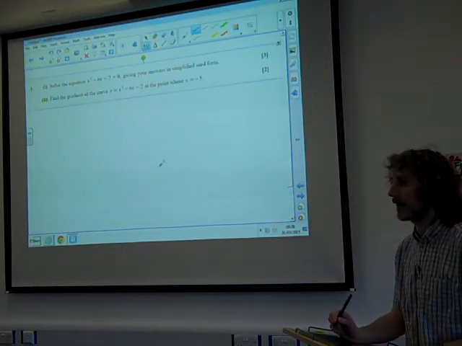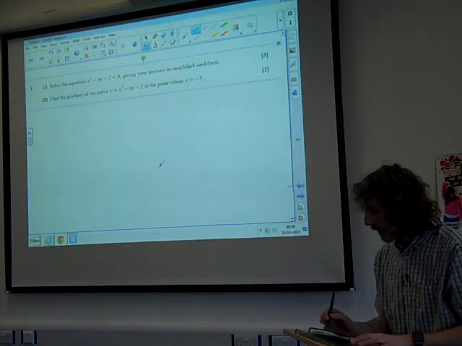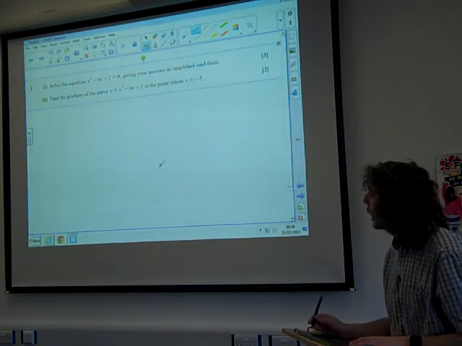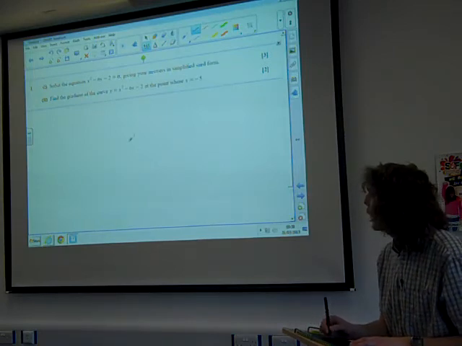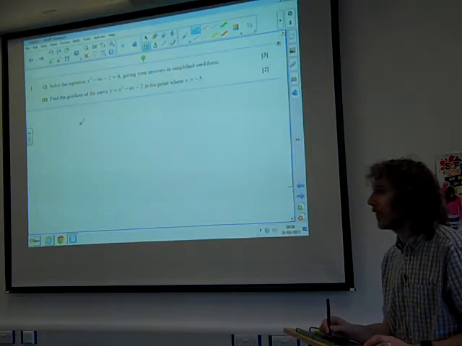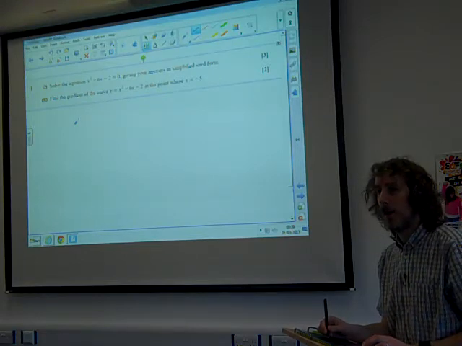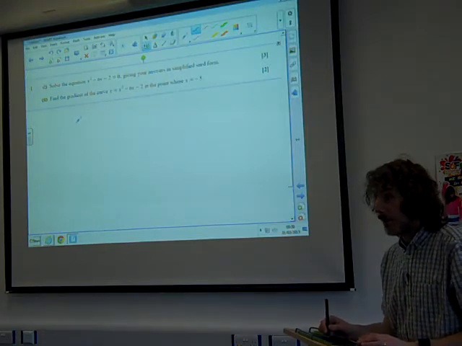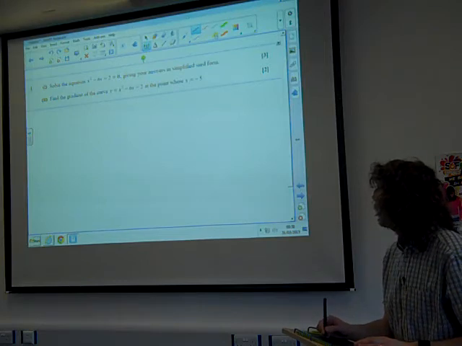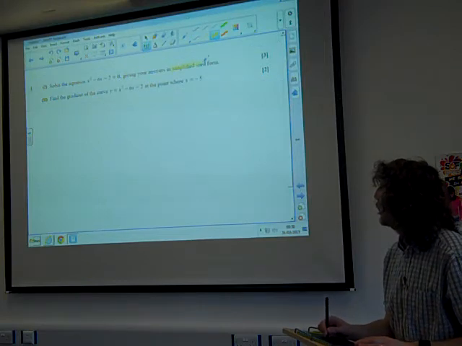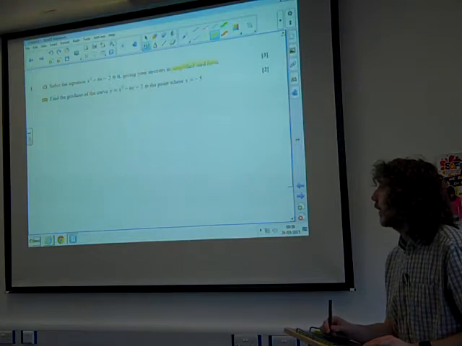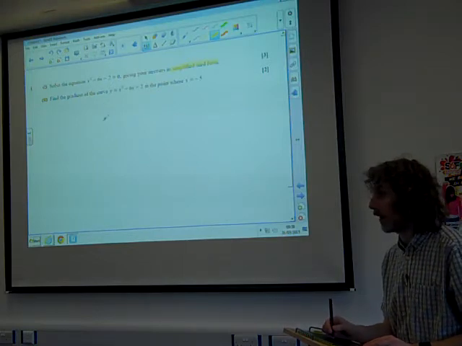Great. Okay, so question 1 is a bit of polynomials-y kind of stuff. Solve the equation x squared minus 6x minus 2, giving your answers in simplified surd form. The simplified surd form bit tells us that there's no point trying to factorise that, if we didn't already realise that, because it won't factorise nicely.